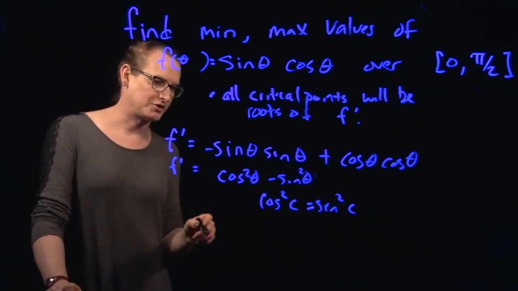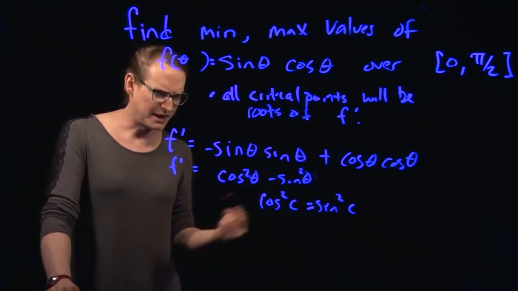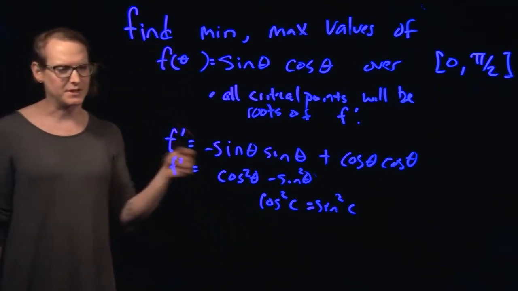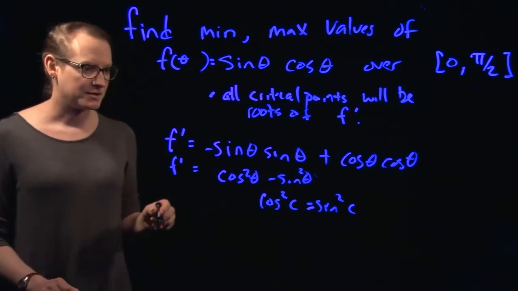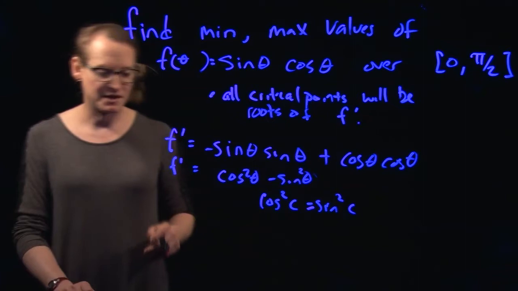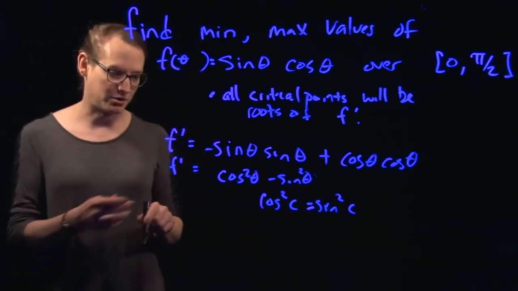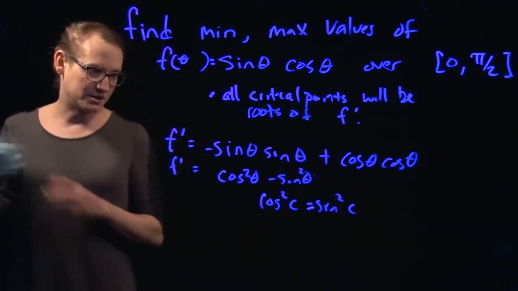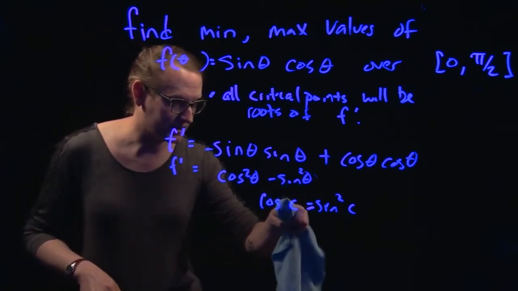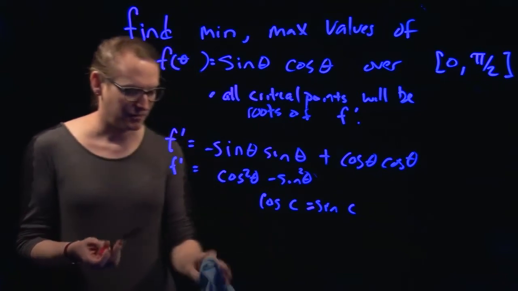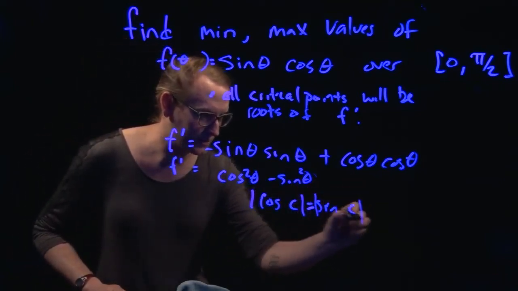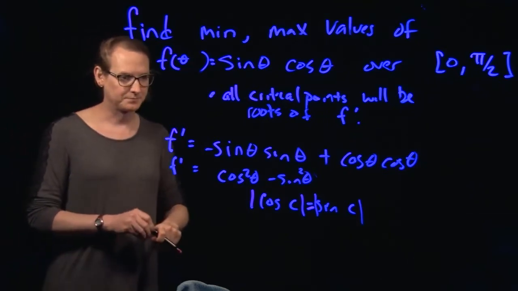And now I want to take the square root of both sides. But I'm going to be careful, right, because the square root of something squared is always positive. So when I take the square root of both sides here, I'm going to get absolute values around these two things right here. So cosine squared equals sine squared is the same thing as saying that the absolute value of cosine is the absolute value of sine.